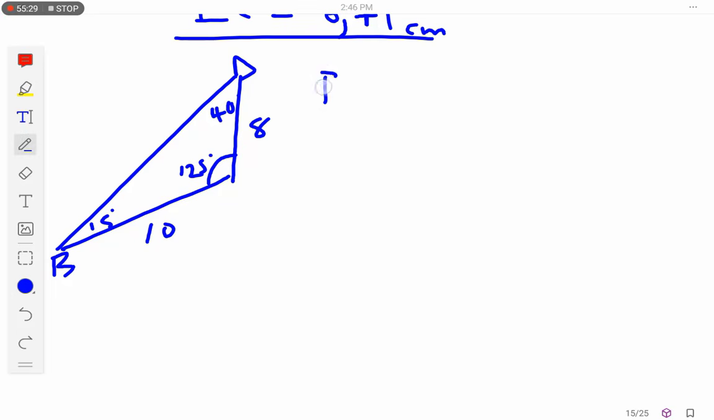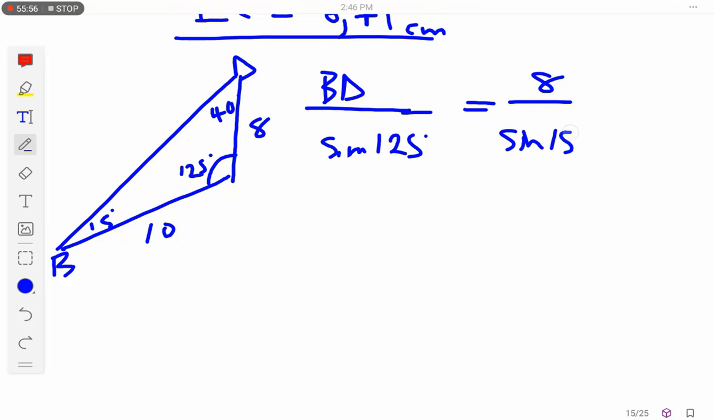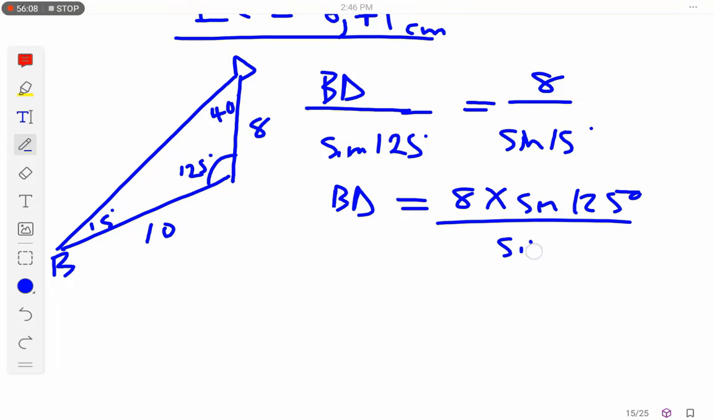To find BD, we'll also use the sine rule. BD over sine 125 degrees is equal to 8 over sine 15 degrees. So BD is equal to, you could even use the cosine rule, it works, but this is faster, 8 times sine 125 degrees over sine 15 degrees.